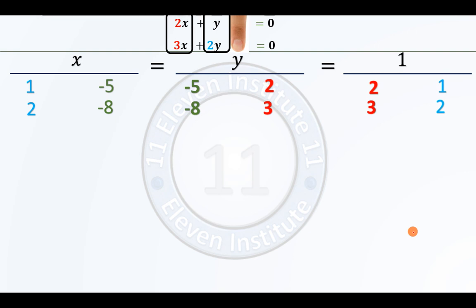Very simple, very easy, right? I hope you get this. In case you haven't understood it, please rewind the video for 60 to 90 seconds and watch this again. Repeatedly watch this. You will get it. So now this is the first step of cross multiplication.